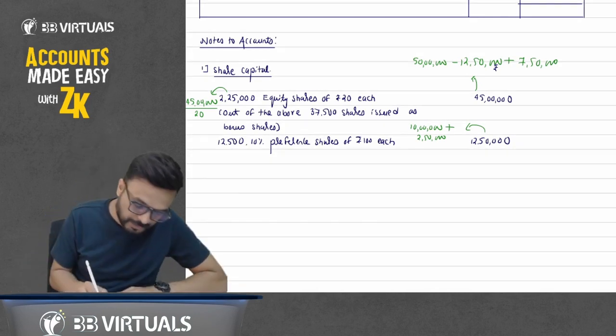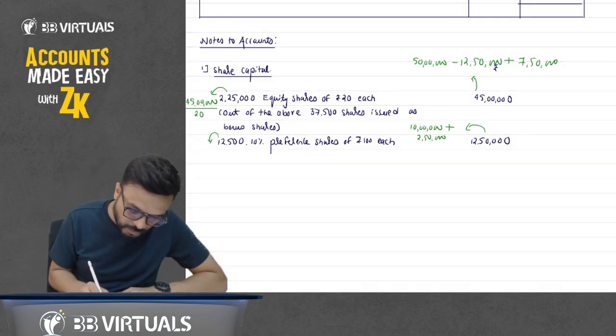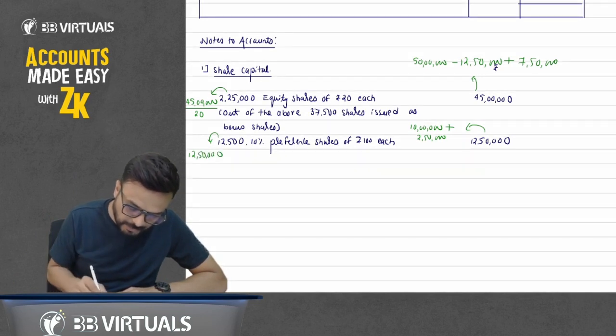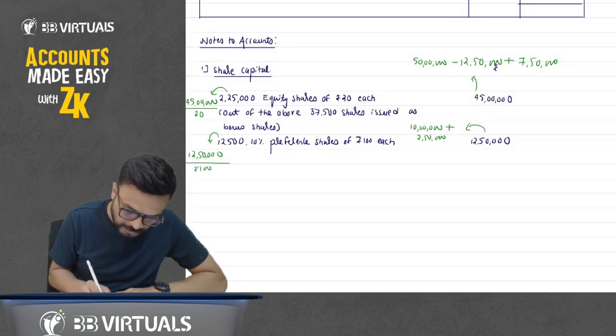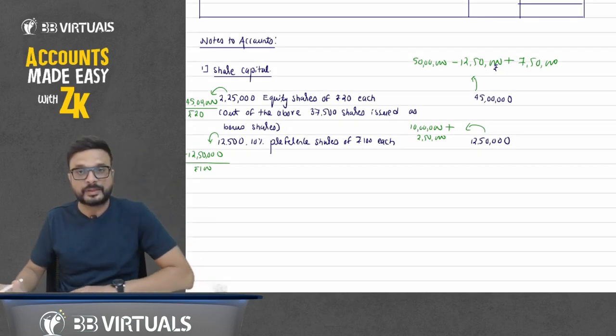How have we calculated these 12,500 shares? The total amount of capital is 12,50,000 and one share is of rupees 100. Okay, so the total number of shares is 12,500.